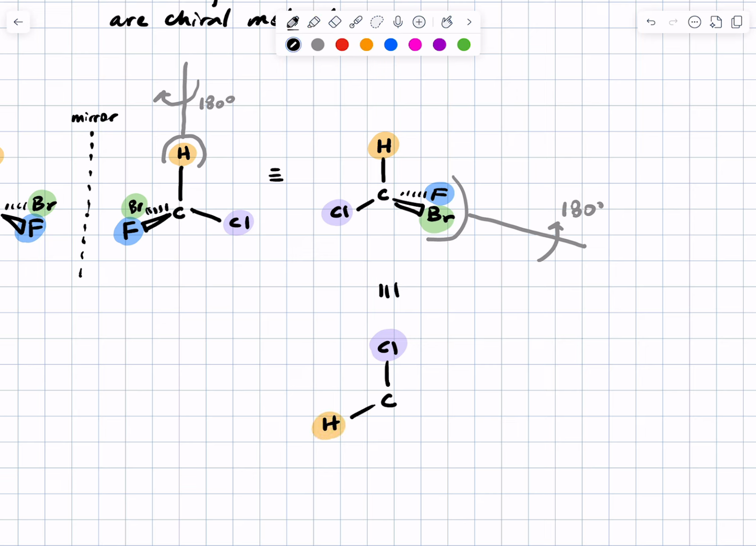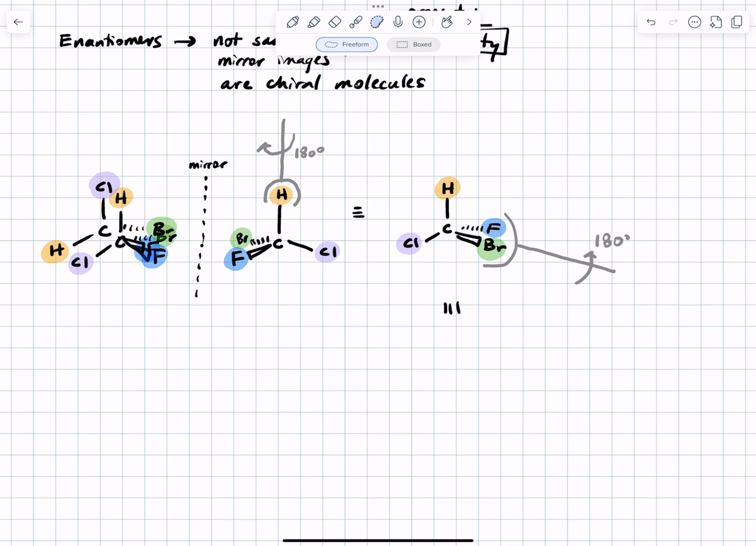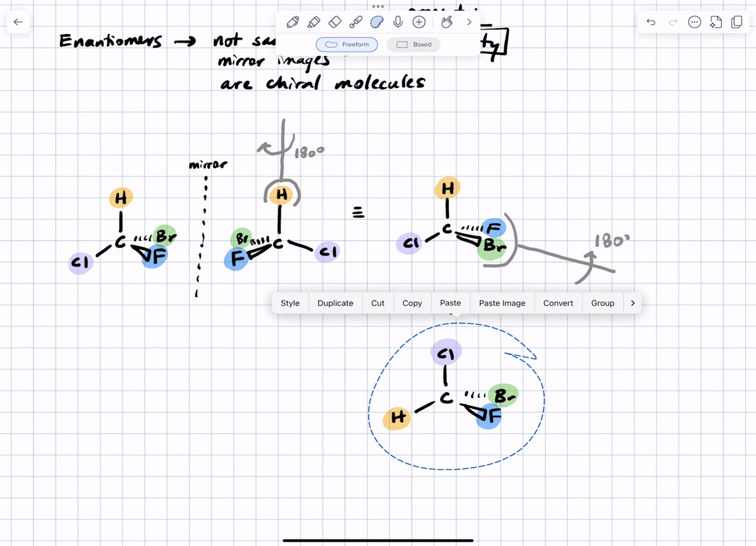And it should also trade the places of the fluorine and the bromine. Can you imagine what we did there? So now fluorine's back in the right spot and bromine's back in the right spot, but chlorine and hydrogen are not. And so we could continue this process of flipping things over again and again. Worlds without end, those are not the same thing.